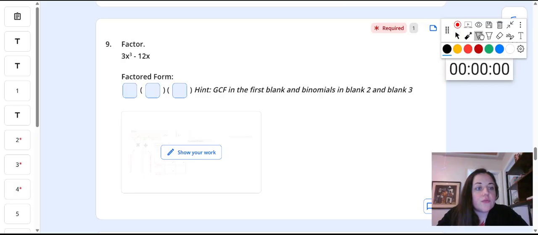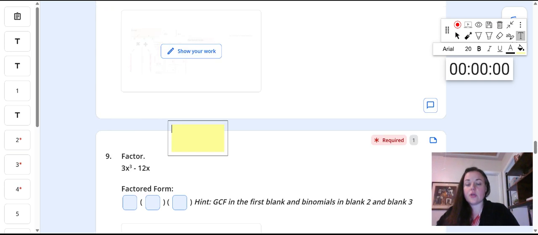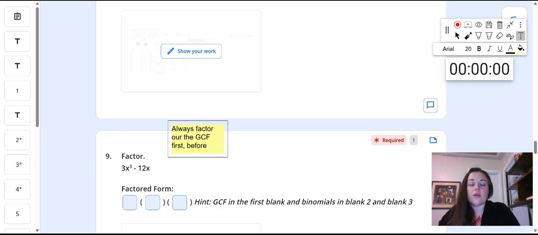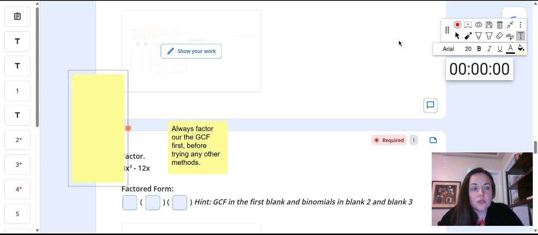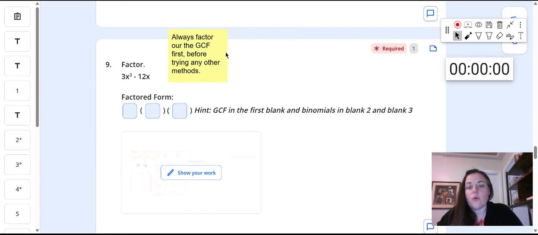Okay, so some hints for number 9. Be careful. There's definitely a GCF here that you want to take out first. So let me just write a note. Always factor out the GCF first before trying any other methods, like before you ever go to the box or anything like that, or difference of squares. Always do GCF first.